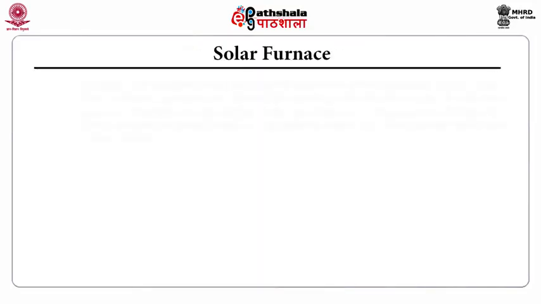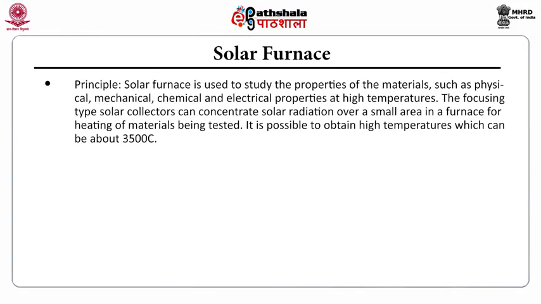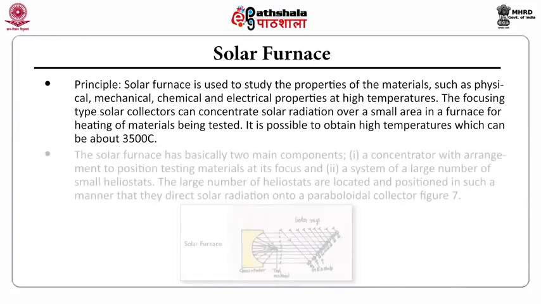Solar furnace is used to study the properties of materials such as physical, chemical, mechanical and electrical properties at high temperature. The focusing type solar collectors can concentrate solar radiation over a small area in a furnace for heating of materials. It is possible to obtain high temperatures which can be about 3500 degrees Celsius.